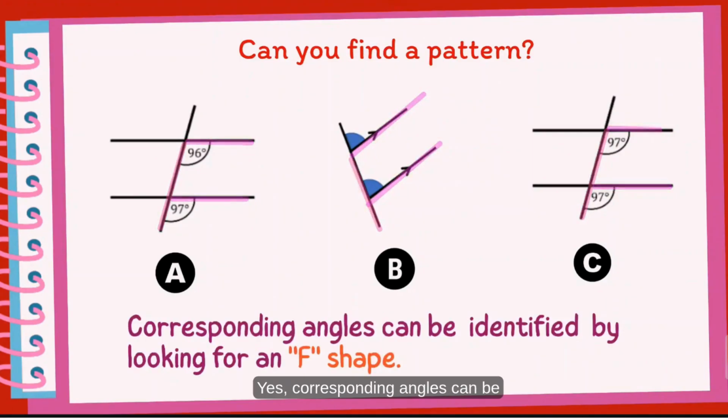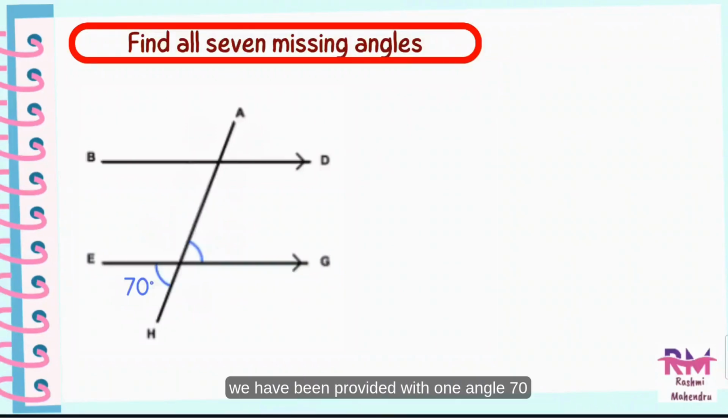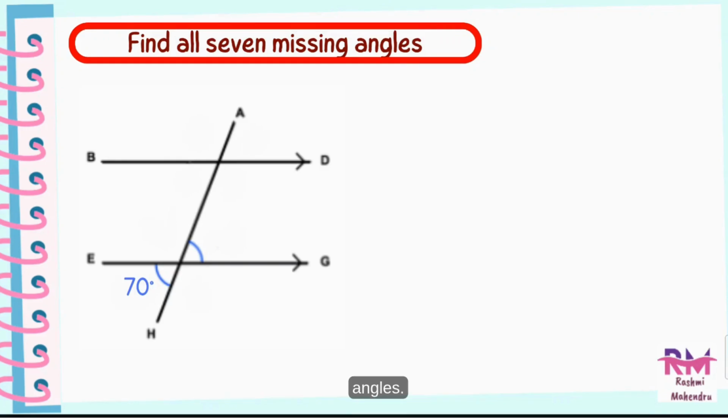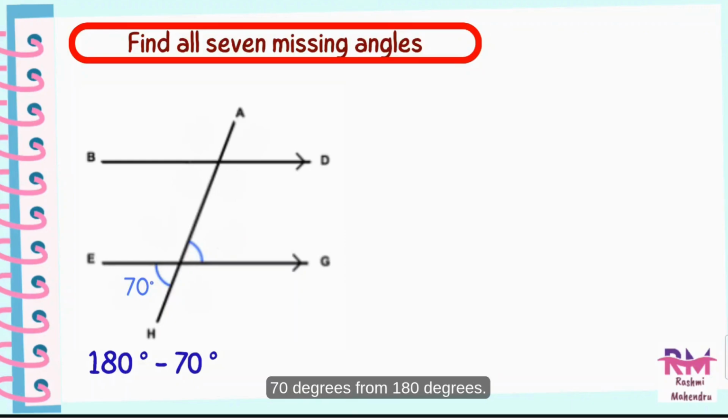Yes, corresponding angles can be identified by looking for an F shape in the parallel lines. In the given question, we have been provided with one angle, 70 degrees, and we need to find the 7 missing angles. The first thing that should come to your mind is that out of 8 angles, 4 are going to be 70 degrees and the remaining 4 are going to be the supplement. That is, we simply have to subtract 70 degrees from 180 degrees. That means we will get 110. So the 4 acute angles are 70 degrees and 4 obtuse angles are going to be 110 degrees.